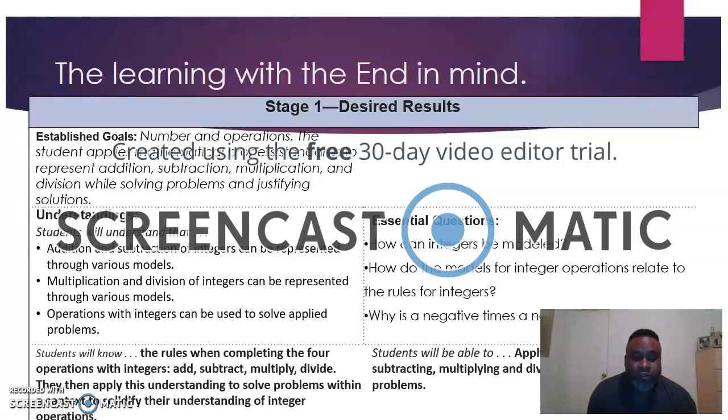Students will know the rules for completing the 4 operations with integers, basically how to add, subtract, multiply, and divide. They then will apply this understanding to solve problems with a context to solidify their understanding of integer operations. Students will also be able to apply these rules when adding, subtracting, multiplying, and dividing in order to solve problems. Now that's stage 1. Pretty much this is the goal. This is what we want our students to be able to do.